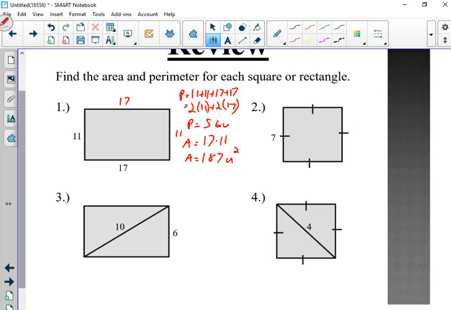Number 2, it's a square because they're all the same. Well, it's at least a rhombus, but it's most likely a square. It's not marked 90 degrees, but either way, it's the same all around. So again, perimeter, there's going to be 7 plus 7 plus 7 plus 7, or 4 times 7. 28 units. And area is going to be 7 squared, or 7 times 7. 49 units squared.